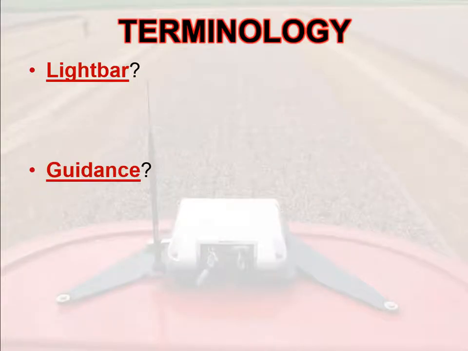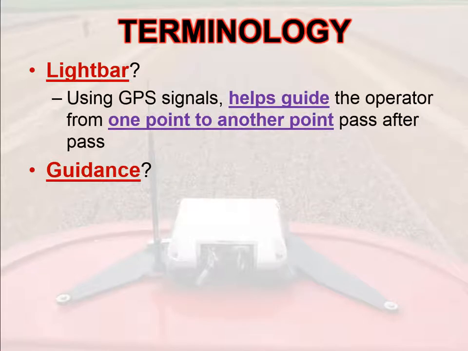To begin with some basic terminology, you hear light bar, you hear guidance, and some people think it's maybe the same thing, so we'll clarify that right here. A light bar is where we use GPS signals to help guide the operator from one point to another point, pass after pass. You're going to see a light bar system coming up shortly. The light bar system basically guides the operator. The operator still has to do all the steering, but it's telling the operator which way they need to steer. So that's a light bar system.